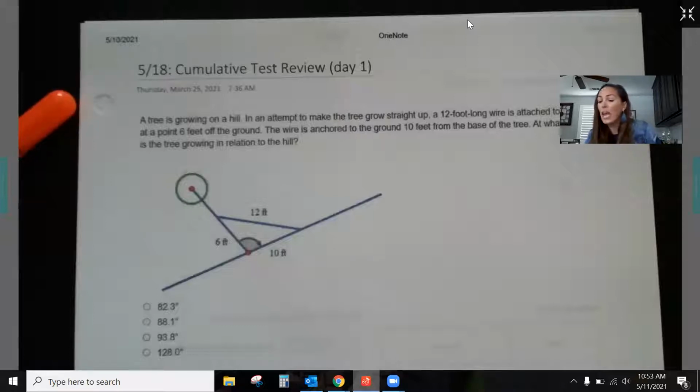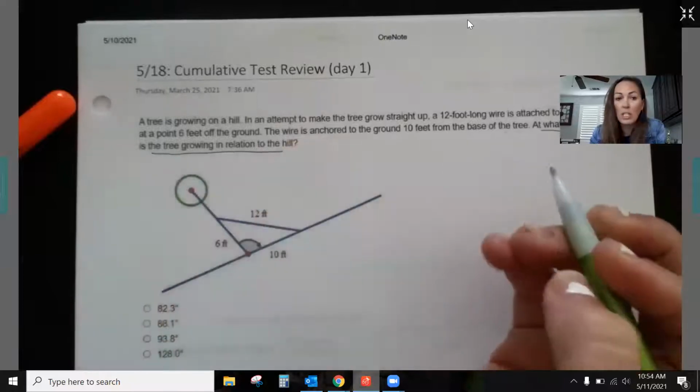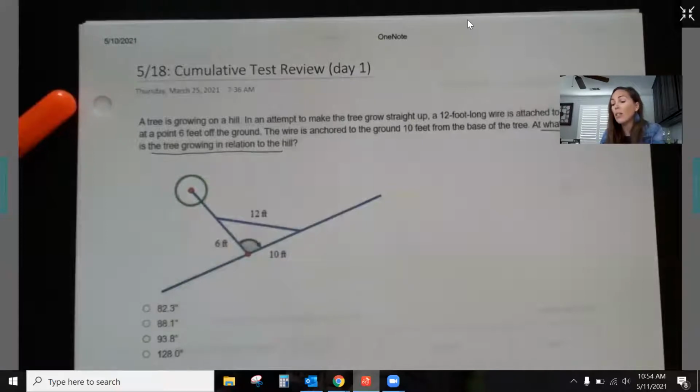So first problem, a tree is growing on a hill. In an attempt to make the tree grow straight, a 12-foot long wire is attached to the tree at a point 6 feet off the ground. The wire is anchored to the ground 10 feet from the base of the tree. At what angle is the tree growing in relation to the hill? So thankfully they gave us this diagram to help us see what is exactly going on. They want to know what angle the tree is growing in relation to the hill. That's this angle right here. That's what they want to know. They labeled everything here for us.